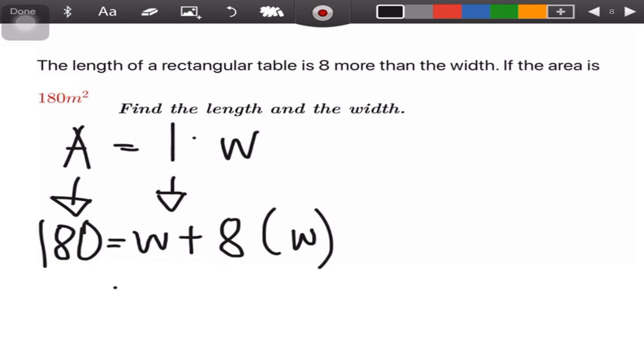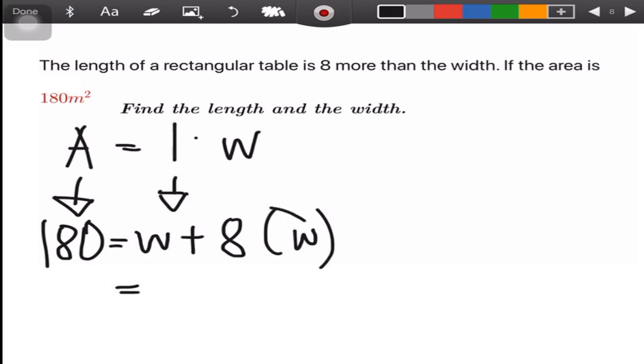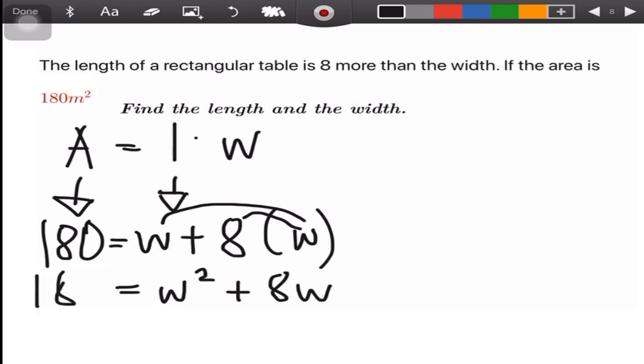Next, we will distribute W in this binomial. We have W times W, that is W squared. W times 8, that is 8W. And then copy 180. In here, we have two sides, the left and the right side. So that you will not have a lot of steps in the procedures, we will just transpose 180 from the left side to the right side.